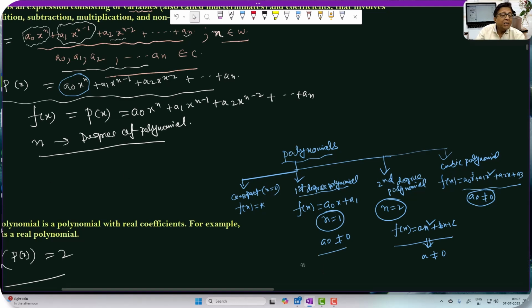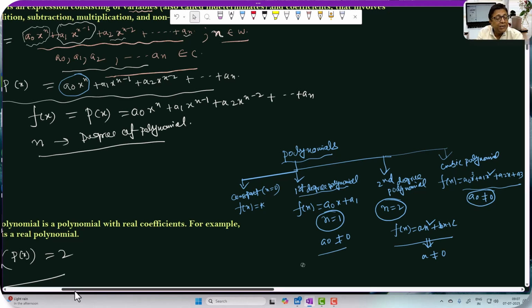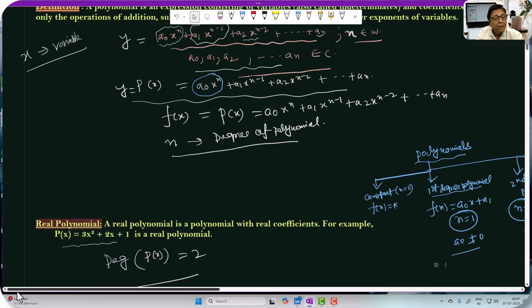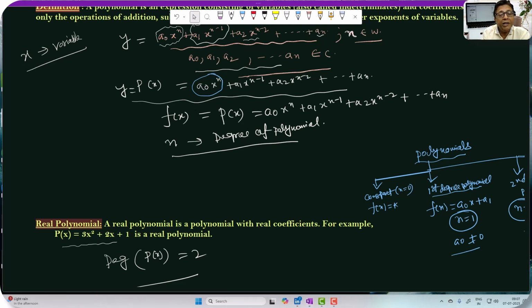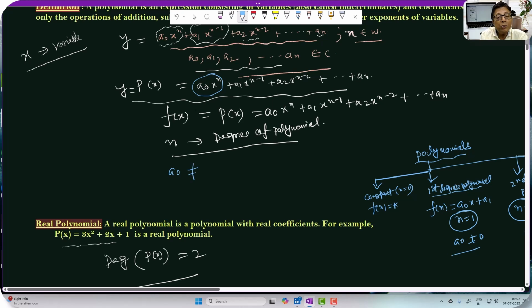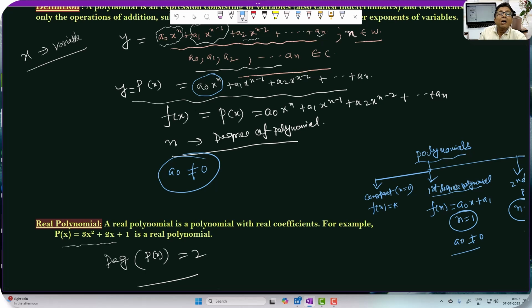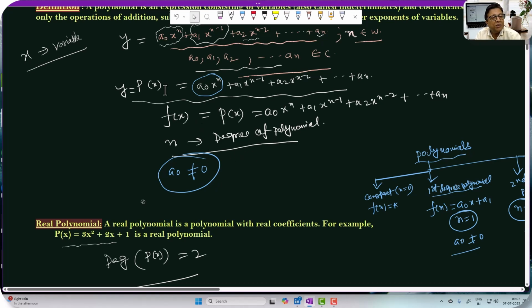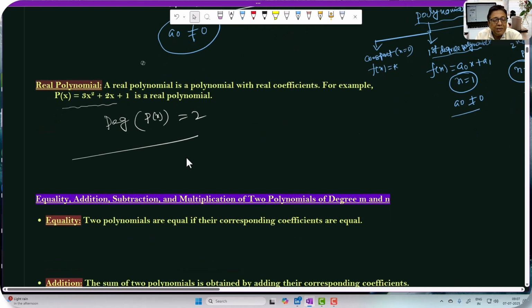A polynomial is said to be of nth degree if a0 not equal to 0. Please remember this. All other coefficients may be equal to 0, only a0 is not equal to 0. Then it is said to be a polynomial of nth degree. We can add two polynomials.